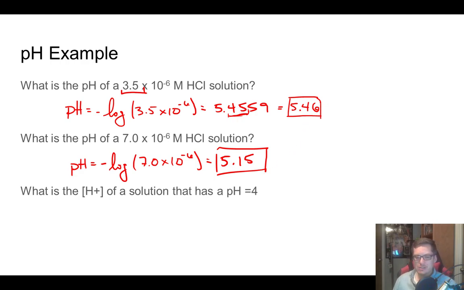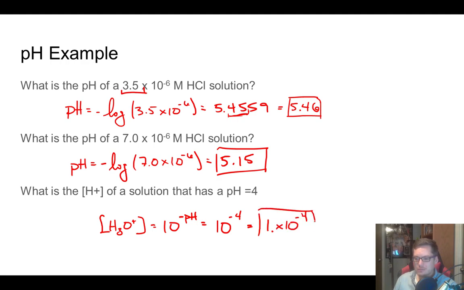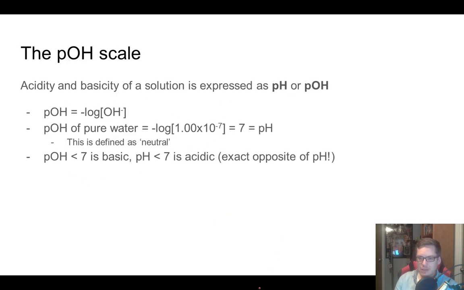All right, and now it says what is the H plus, the hydronium concentration of a solution that has a pH of 4. So remember the other formula we learned today, the concentration of our hydronium is equal to 10 to the negative pH. All right, so we'll write that in, 10 to the negative pH. So it'd be 10 to the negative 4. All right, so you could punch that into your calculator, and unsurprisingly, you'd get 1 times 10 to the minus 4th. All right, so that's pH.